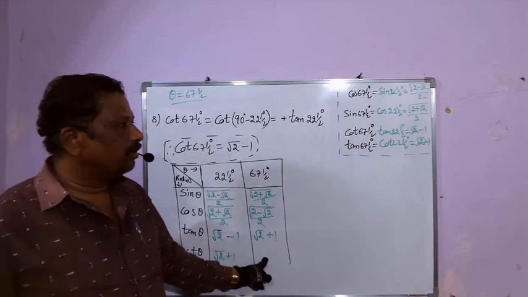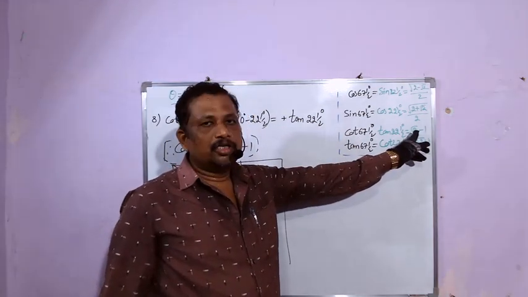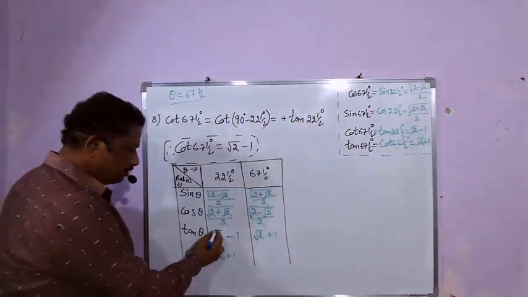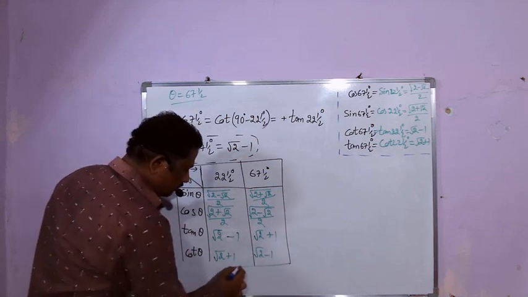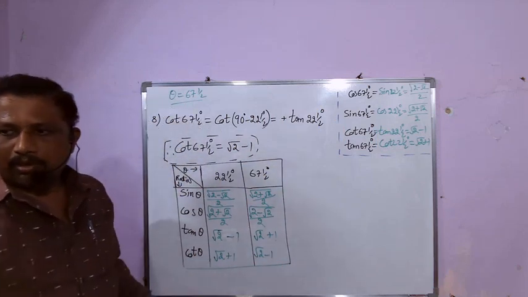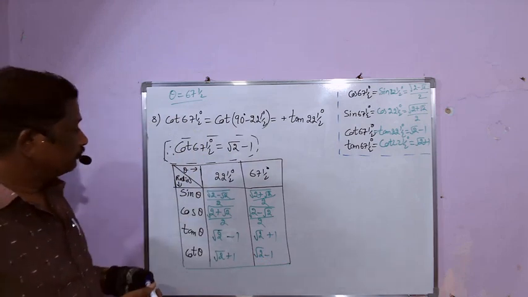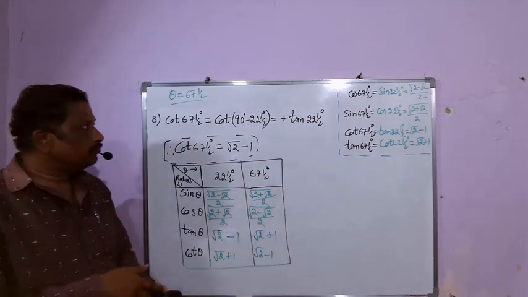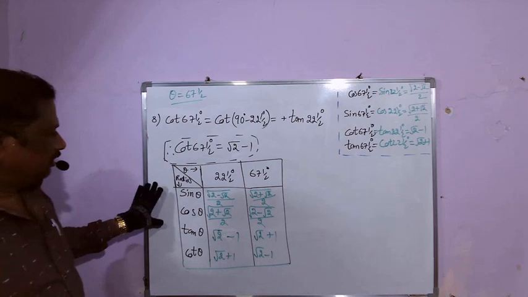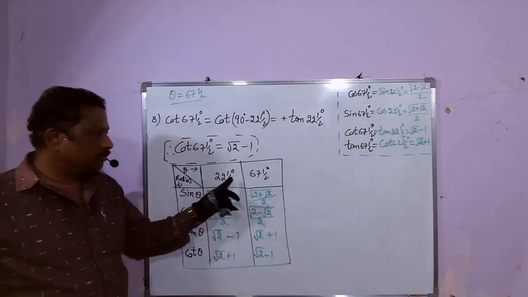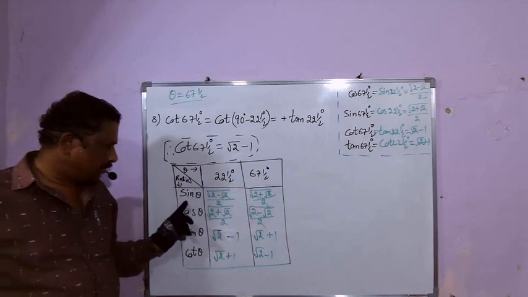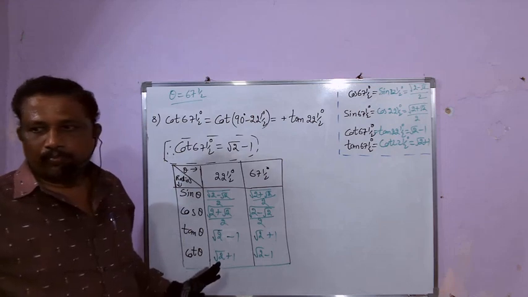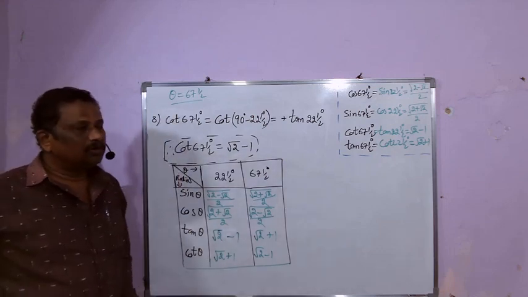Next, cot 67.5 degrees is equal to tan 22.5 degrees. That is equal to root 2 minus 1. This one will come. Okay, clear? Any doubt here? If you have doubt, comment to me. I will respond. So copy it. We already solved all those things: sine, cos, tan, cot for 22.5 degrees, and sine, cos, tan, cot for 67.5 degrees. Okay? Note it. Copy it.